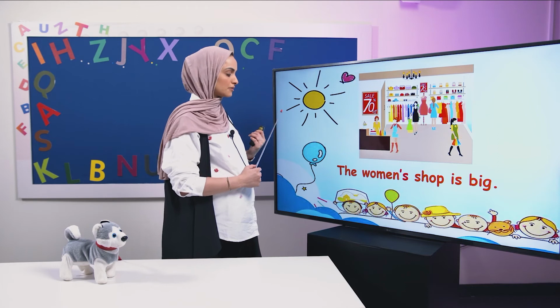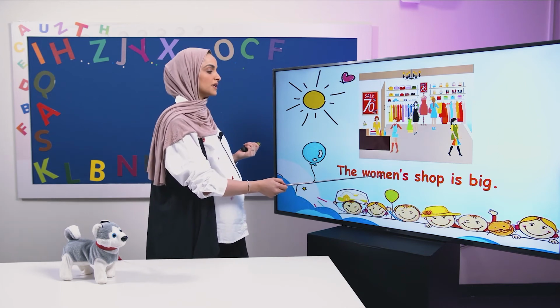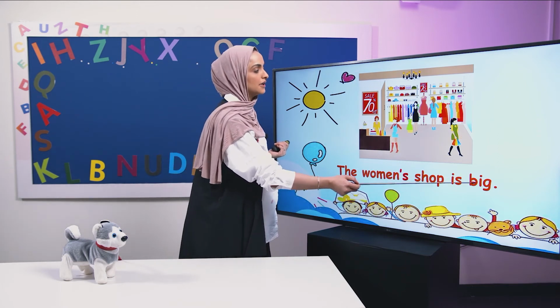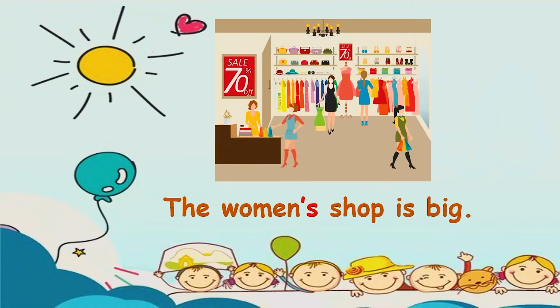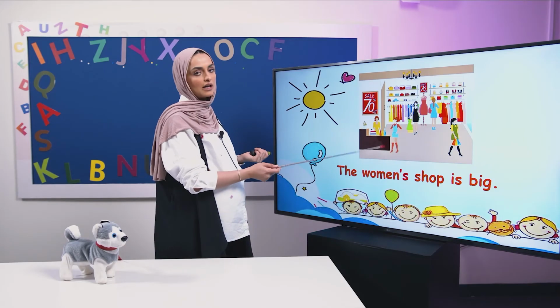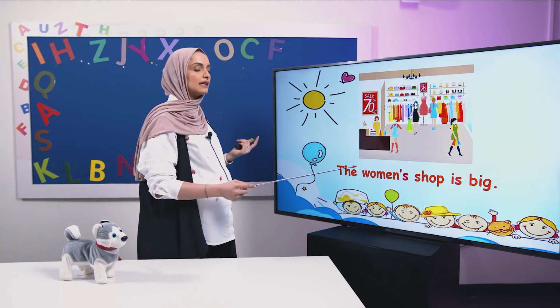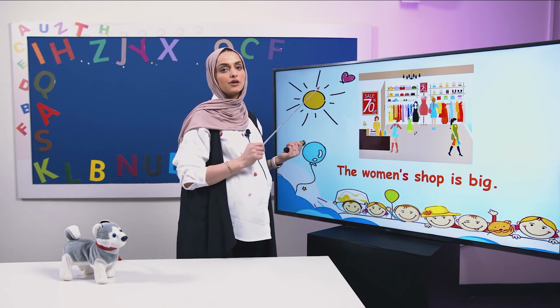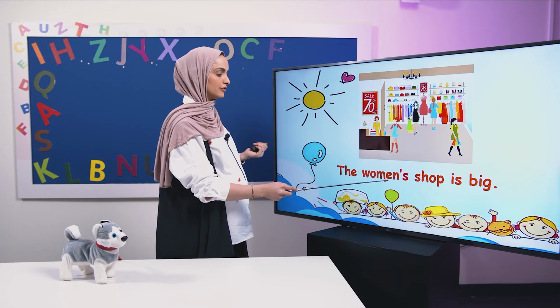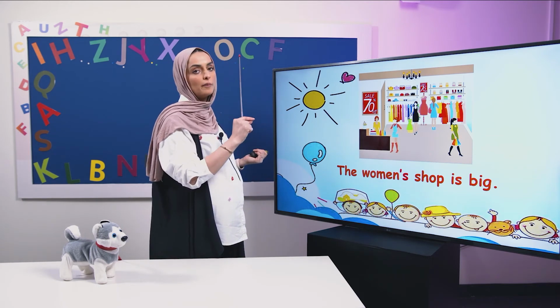Now, example number 2. The woman's shop is big. One more time. The woman's shop is big. Here we have the plural and we just added apostrophe and s. Again, I'd like to remind you of the singular of women, it is woman with an a.